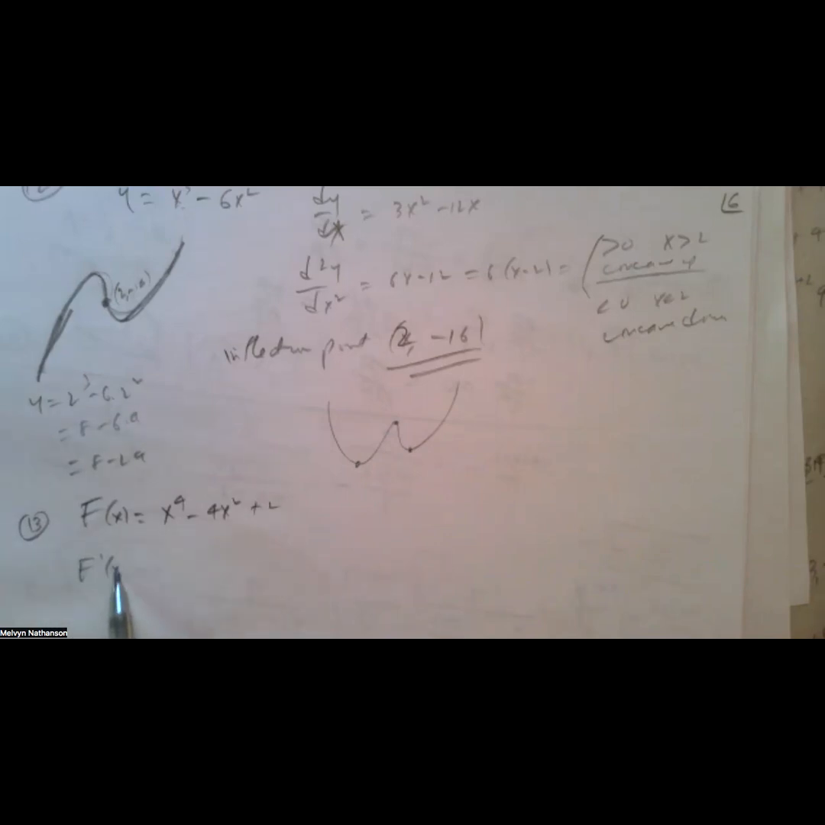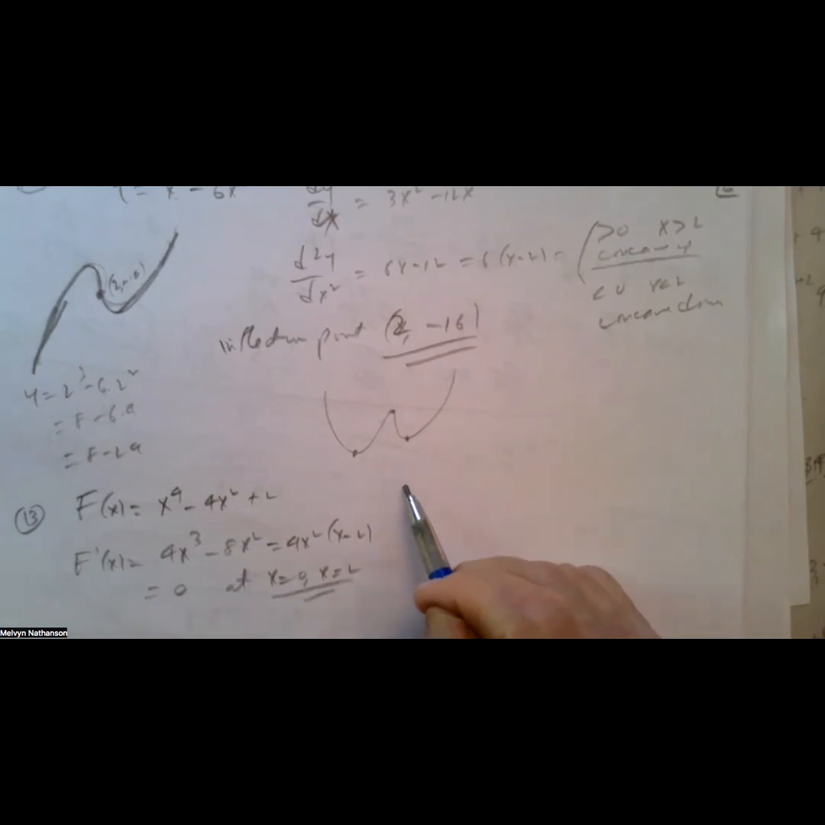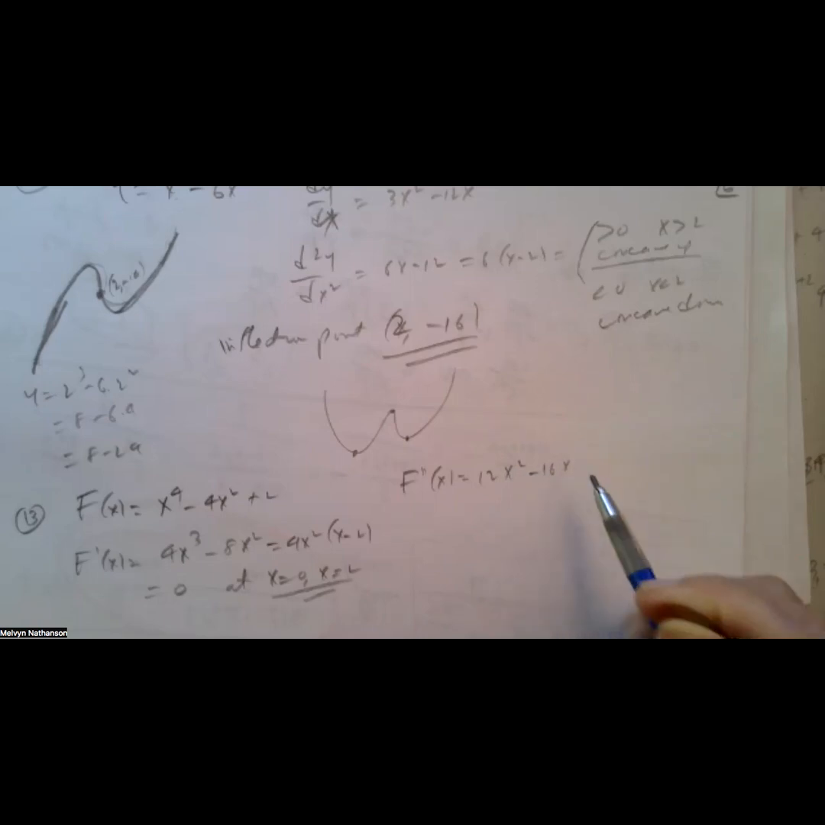Let's see. The first derivative is 4x cubed minus 8x squared. That's 4x squared times x minus 2. So this is equal to 0 at x equals 0 and x equals 2. So these are the critical points. What is the second derivative? The second derivative is 12x squared minus 16x, which is 12x times x minus 4/3. So f double prime at 0 is 0. F double prime at 2 is positive.